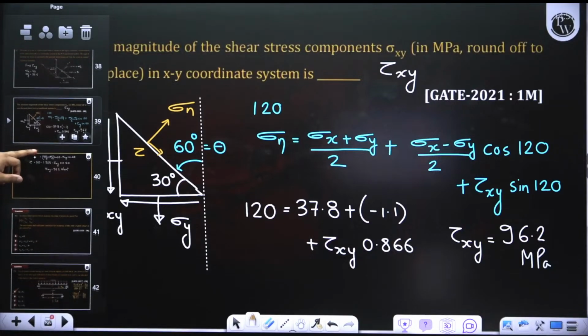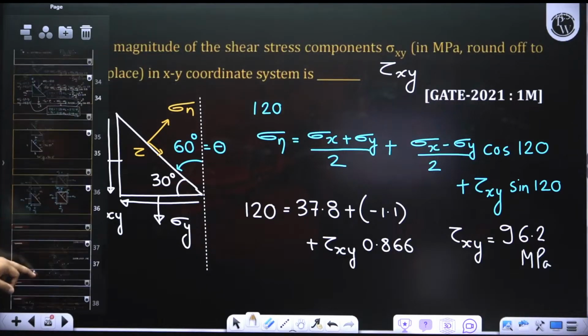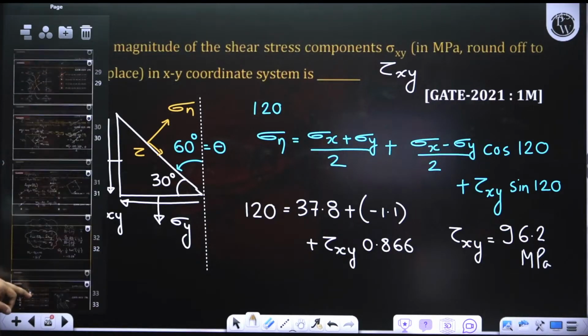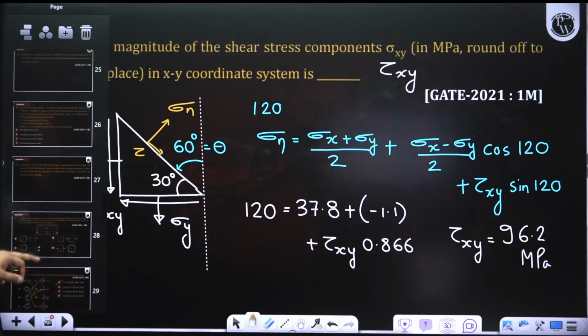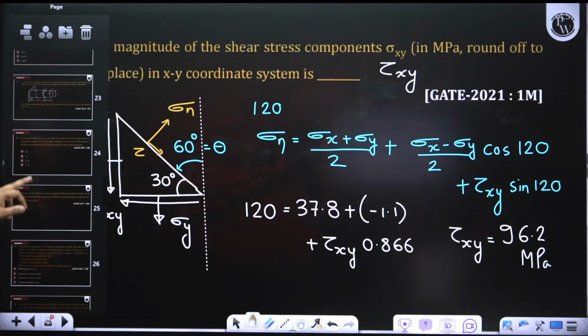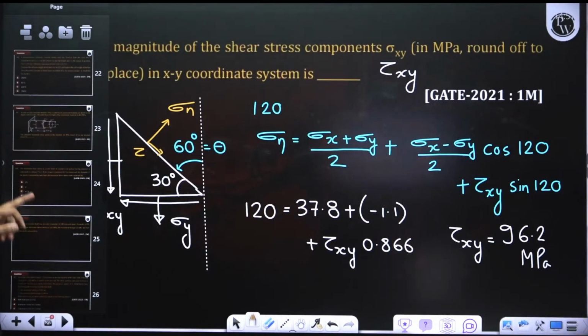Let us solve some questions on torsion also. Okay, solve this question, torsion.